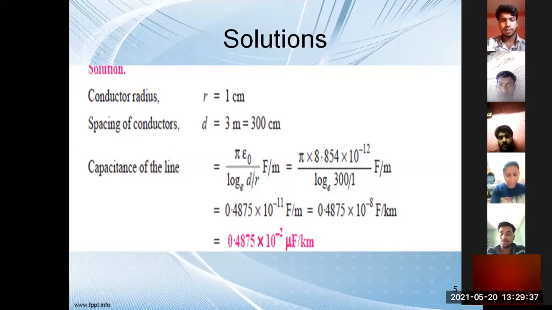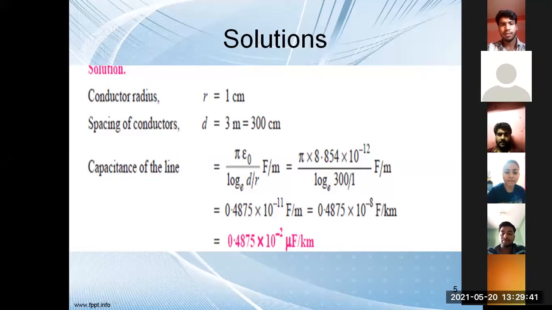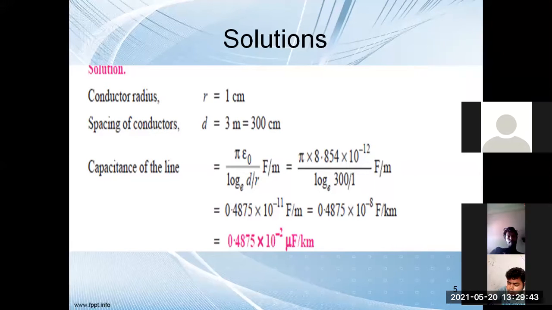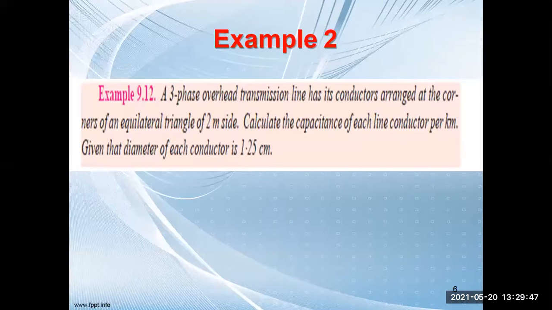Okay, fine. Now we'll proceed to the next problem. Thank you to all of you. Again, we'll concentrate on numerical problems. The next problem is: a three-phase overhead line has its conductors arranged at the corners of an equilateral triangle of 2 meter side. Calculate the capacitance of each line conductor per kilometer, given that the diameter of each conductor is 1.25 centimeter.